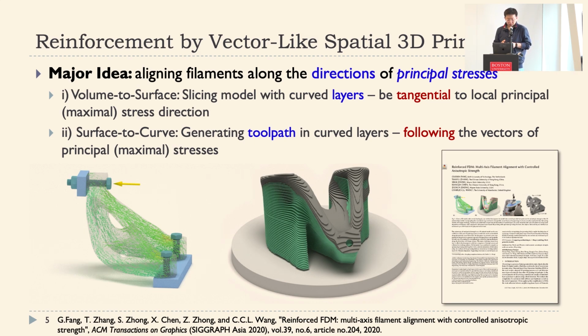Okay, the basic idea of what we did here is to apply a two-level decomposition process. The first is to decompose the volume into surface layers. We need to generate layers which are nearly parallel to the local maximum principal stress directions. After that decomposition, we have the surface layers shown on the right. Then we align the toolpaths, which follow the maximum principal stress direction. Okay, so this is the basic idea, and let's see how we realize it.